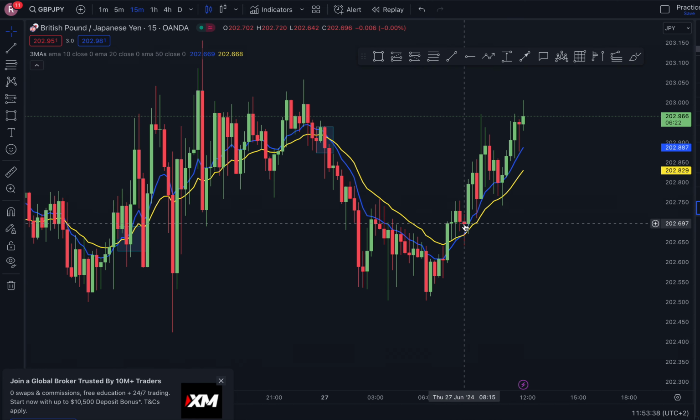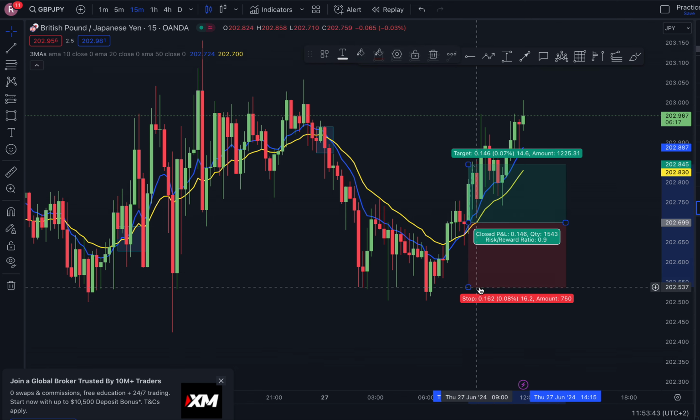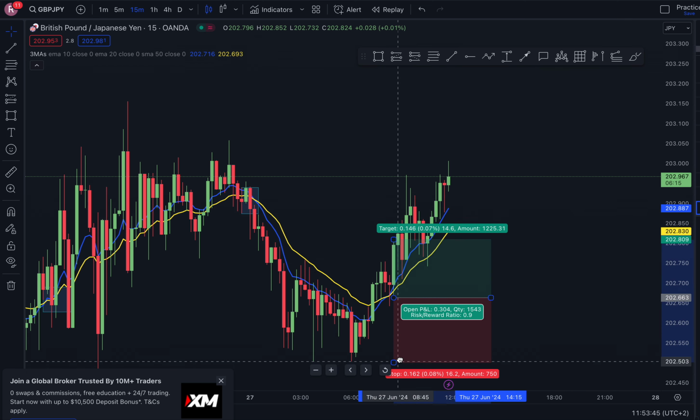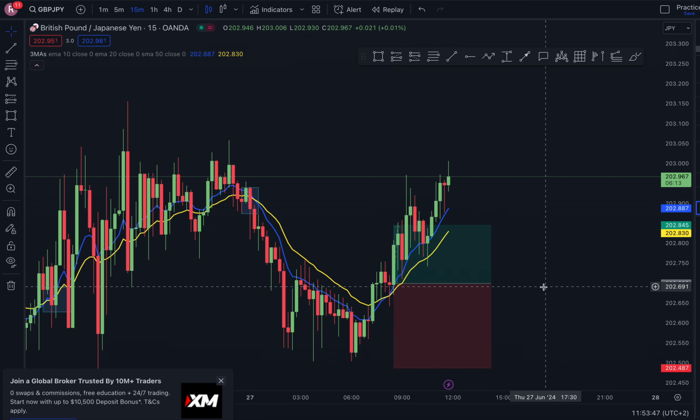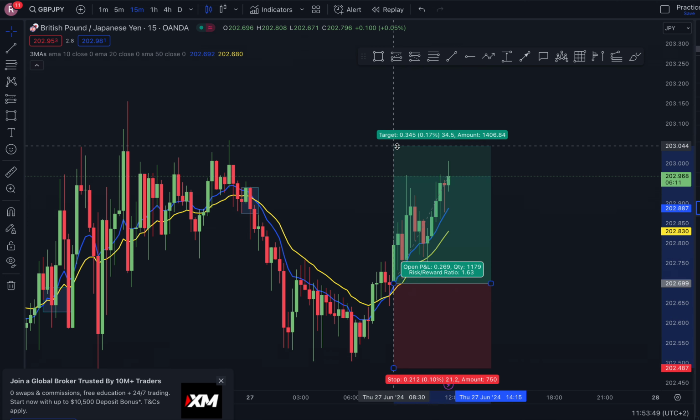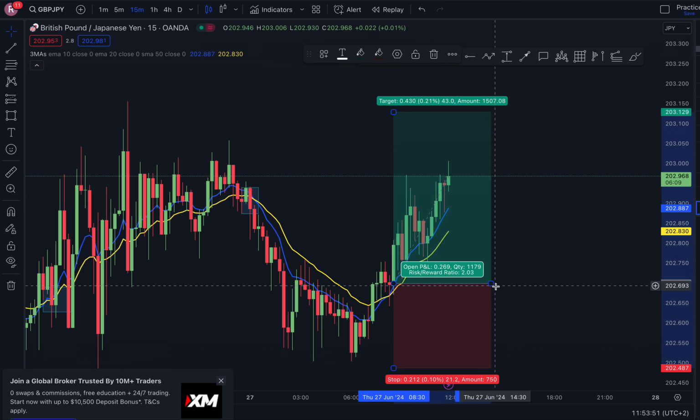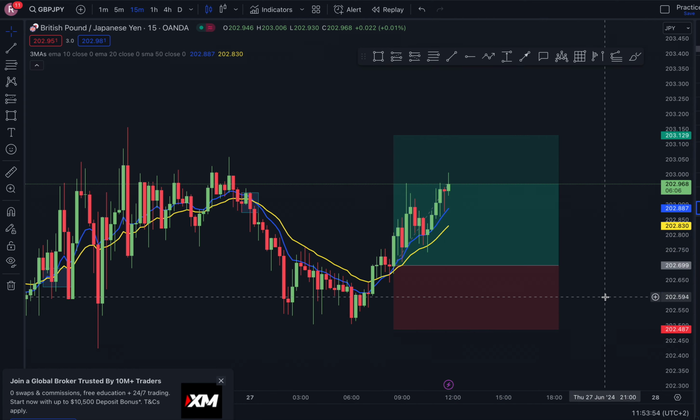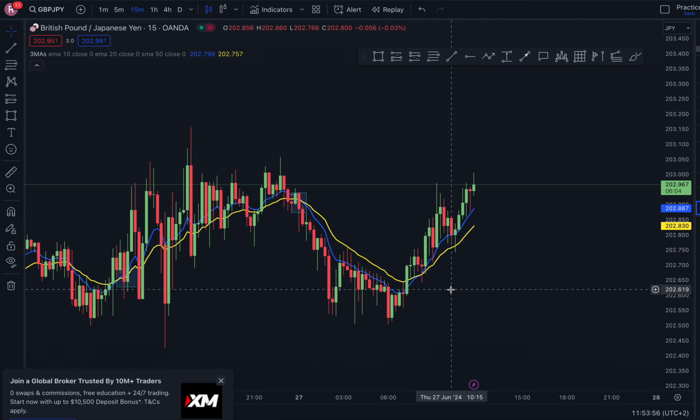And as you can see, that could have been a nice trade right there underneath these lows, and you're going to target these highs. I would say target this zone over here. So that was going to be a nice trade for you to take.